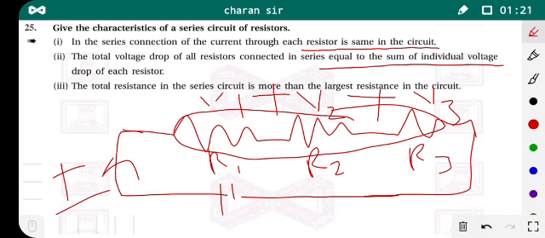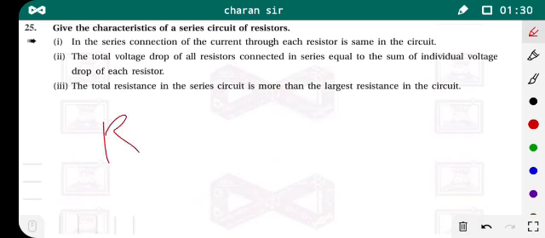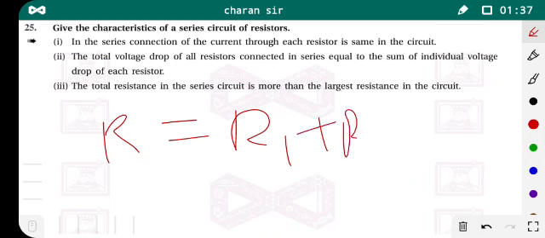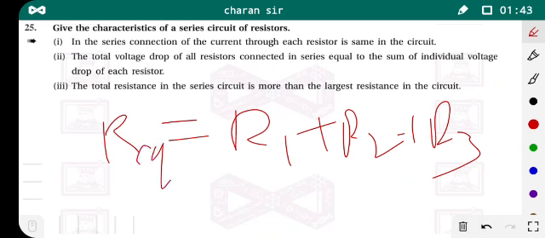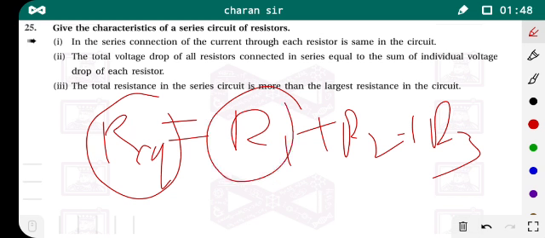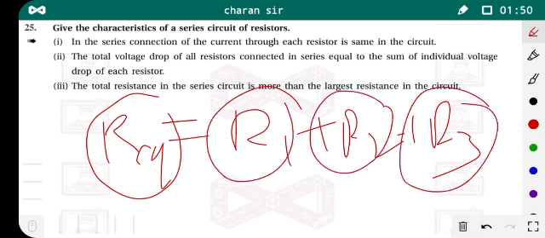Now the third one: the total resistance in the series circuit is more than the largest resistance in the circuit. We know that the resistance is given by the summation of the individual resistances of the resistors, that is R1 plus R2 plus R3. This is for series combinations, so this is the equivalent resistance. Obviously, this equivalent resistance is always greater than R1, greater than R2 and also greater than R3. So this is the third one.